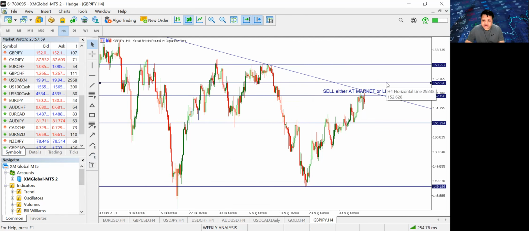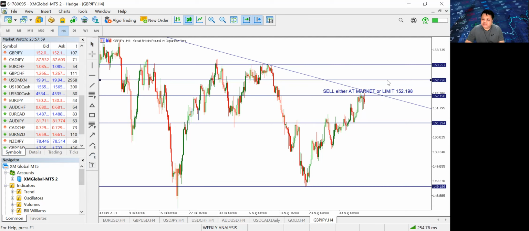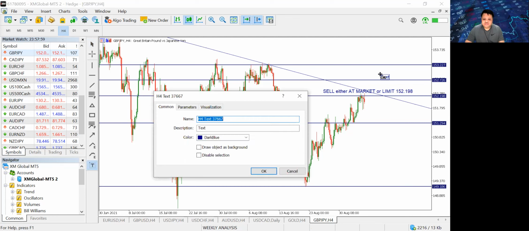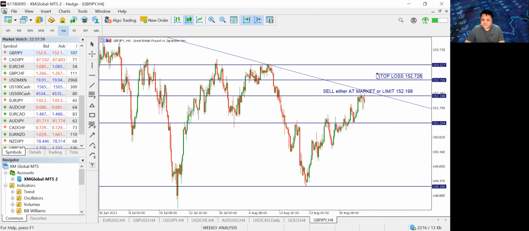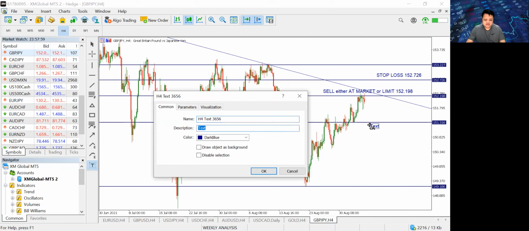Okay, one moment. Pardon me ha. Ayaw kasi bigyan kayo ng sobrang lapit na SL. Okay? Ito, pwede na. So stop loss 152.726. Yan. Then your take profit, lapit natin konti. Yan. 151.316.